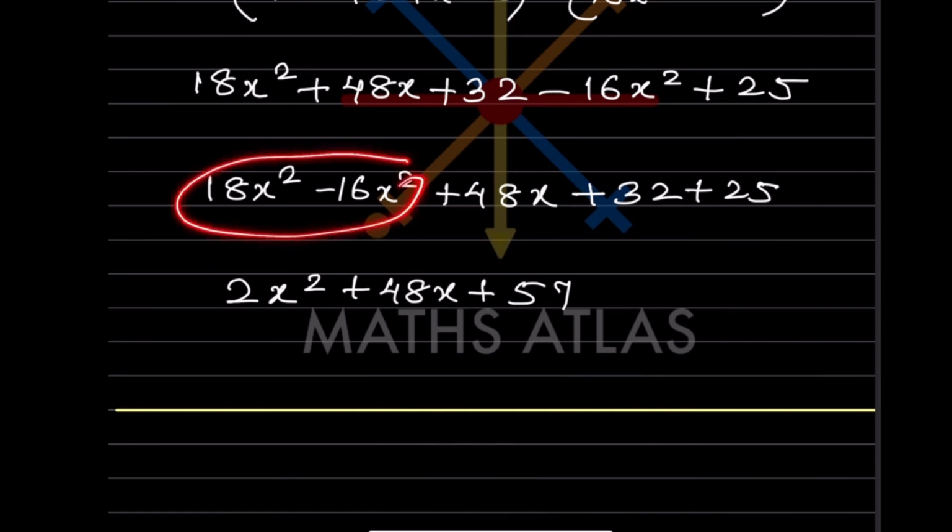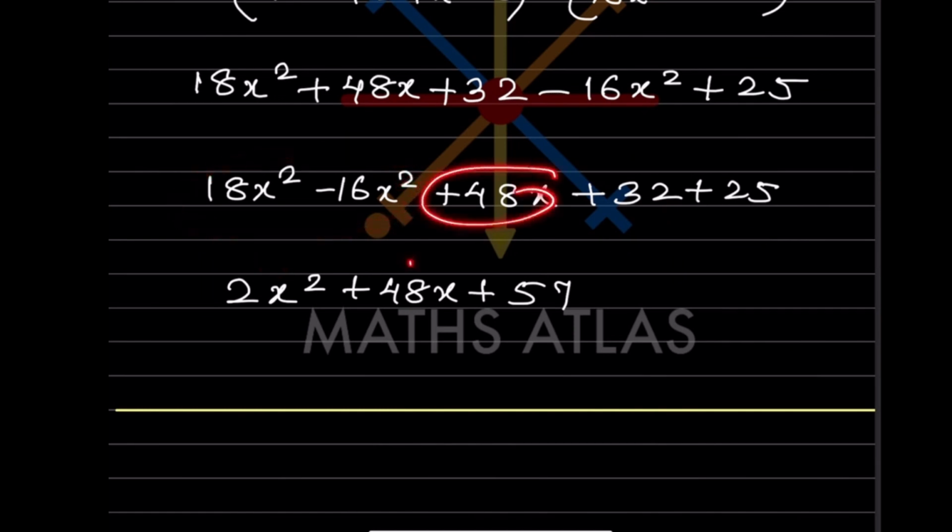So here 18x square minus 16x square. So this will be 48x and plus 32 and plus 25. So this will be 2x square, 48x, and this is going to be 57. So this is the answer.